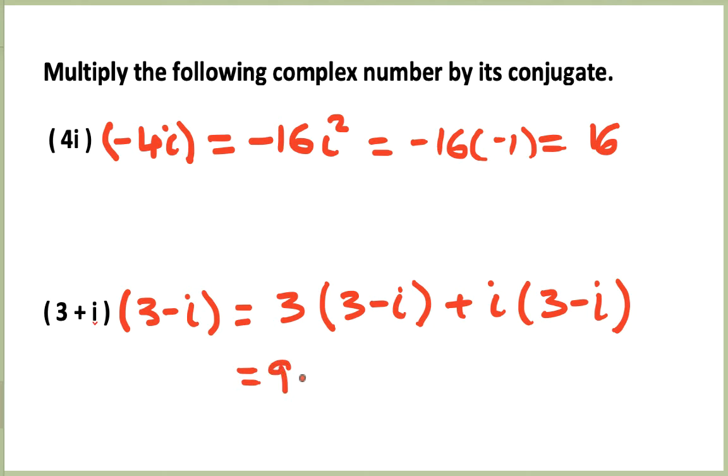Now we do the normal algebra here. We get 9 minus 3i plus 3i minus i squared. Remember, plus with the minus, minus i times i squared. Now gather the like terms. Notice negative 3i and 3i, positive 3i. They're opposites in signs but equal in value.